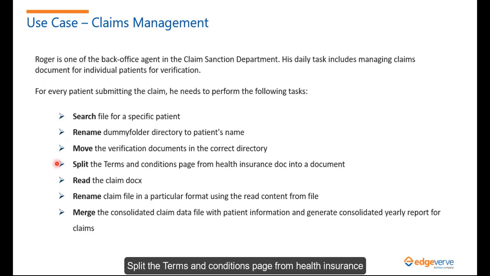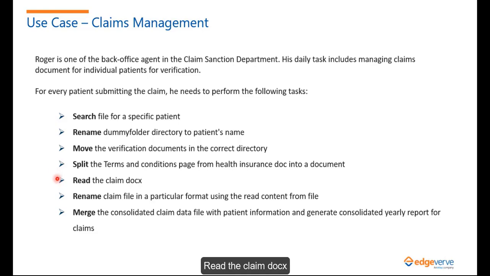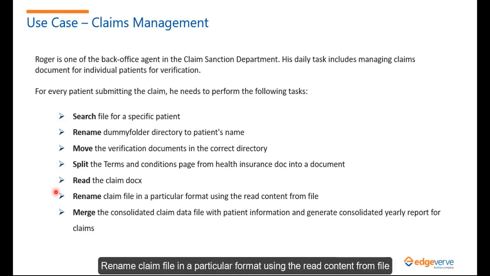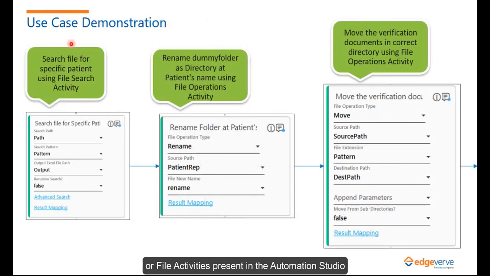Split the terms and conditions page from health insurance document into a document. Read the claim document. Rename claim file in a particular format using the read content from file. Merge the consolidated claim data file with patient information and generate consolidated yearly report for claim. All this can be easily achieved using the file operations or file activities present in the Automation Studio.